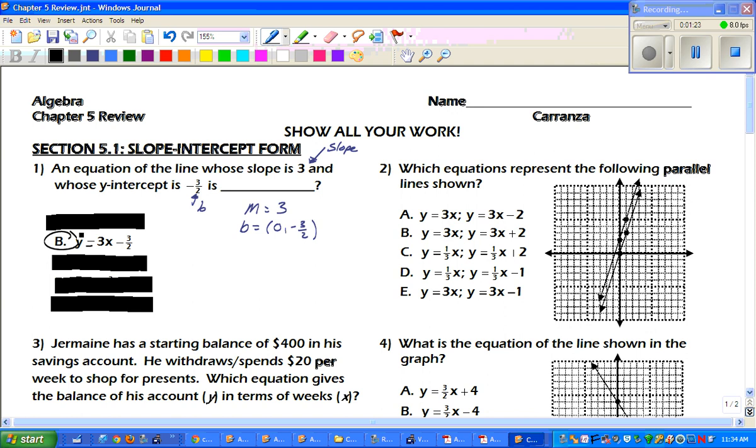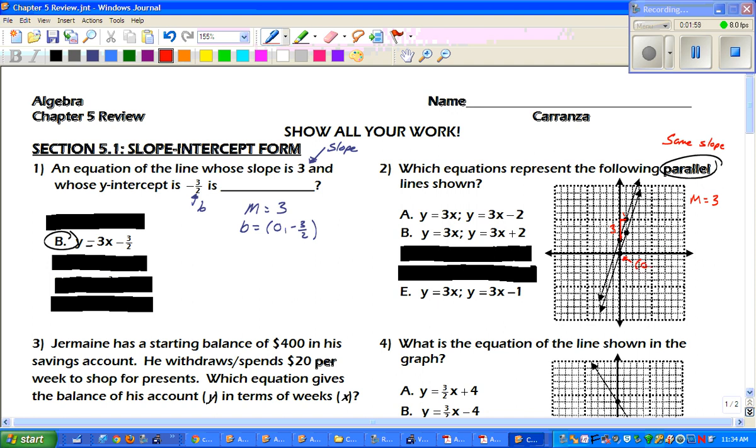Okay. Number 2, which equation represents the following parallel lines? Okay. Parallel means same slope. So the first thing we got to do is find out what the slope is. And that's up 3 over 1. So our slope is 3. Let's take a look. C, nope. D, nope. Those aren't the same slope. Okay. So let's take a look at that one.